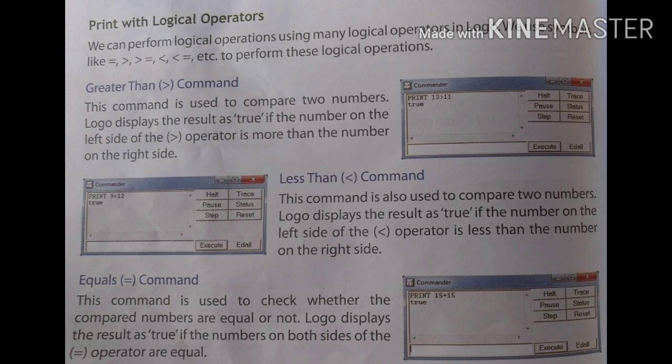Children, next one, equals command. This command is used to check whether the compared numbers are equal or not. Logo displays the result as true if the numbers on both sides of the operator are equal. That's all for this lesson, children.